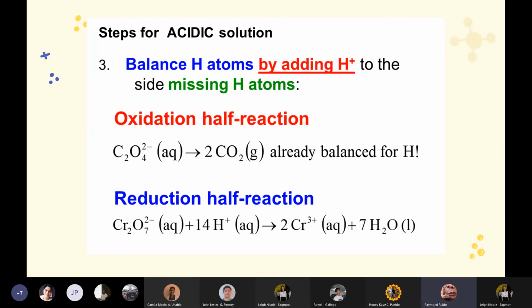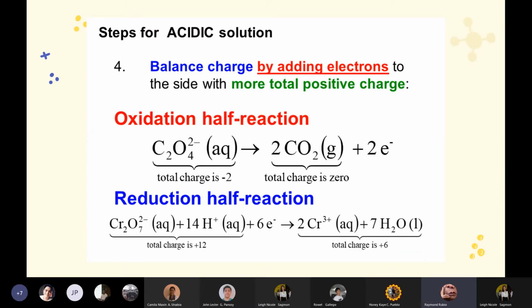Next slide, please. So then, imo dayon tan-awon ang charges. Ang total charge diri sa left side, sa first nga half reaction is -2, denoted by 2 minus sa superscript babaw sa 4. Mag-add ka og electrons to counteract that charge. So, -2 sa left side, so mag-add ka og basically -2 sa right side, denoted by 2e minus.